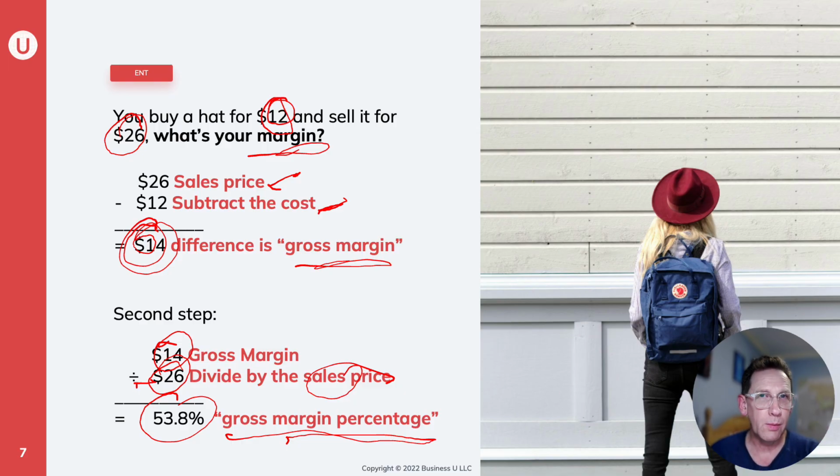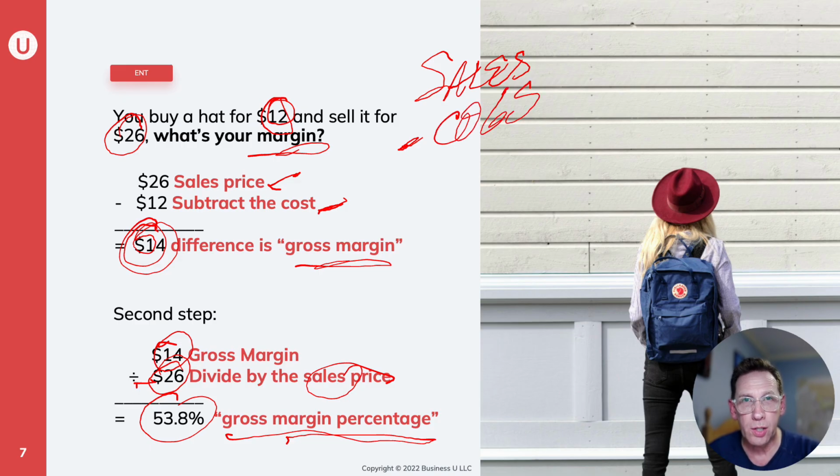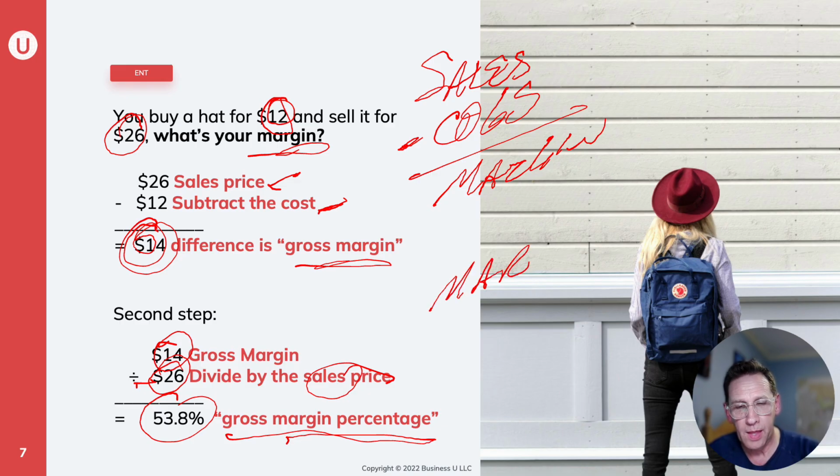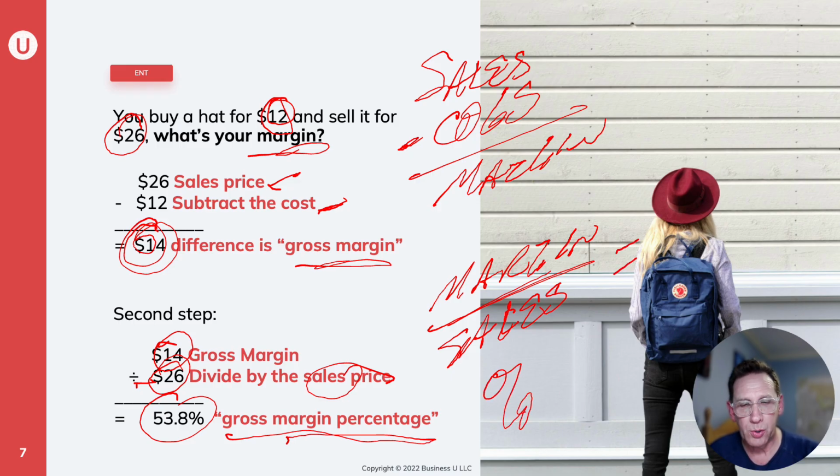Okay, so here's the thing to remember. Margin math is really very easy. We take our sales price, we subtract our COGS, cost of goods sold, and that gives us our margin. So remember that. Now, of course, we express it as a percentage. So we take our margin and divide it by our sales price. Margin divided by sales equals our percentage, our gross margin percentage.